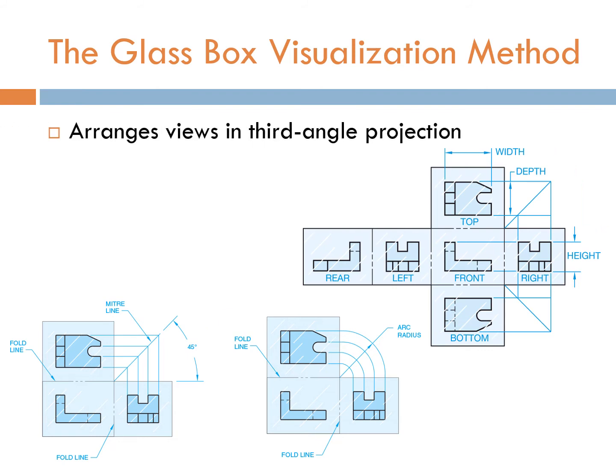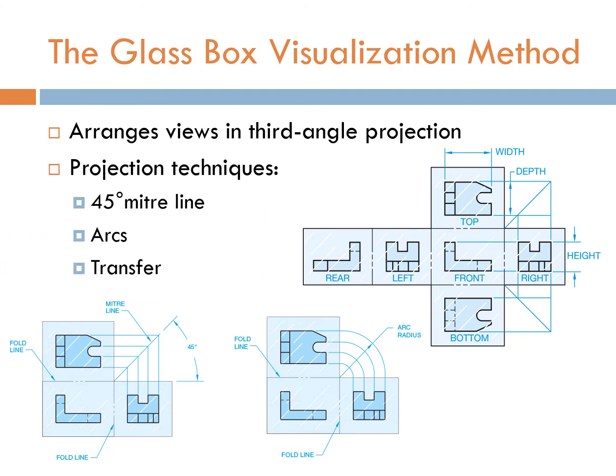Currently, we're using what we call the third angle projection. We will discuss this later. But the method to create these things is very simple. The method we're going to introduce is what we call the Miter line. The Miter line is the method shown in this example over here.